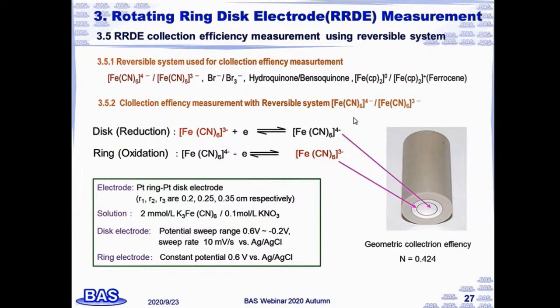Let's see an example for collection efficiency measurement. The electrolyte solution, disk electrode and ring electrode applied potentials are shown here. The theoretical collection efficiency is 0.424.